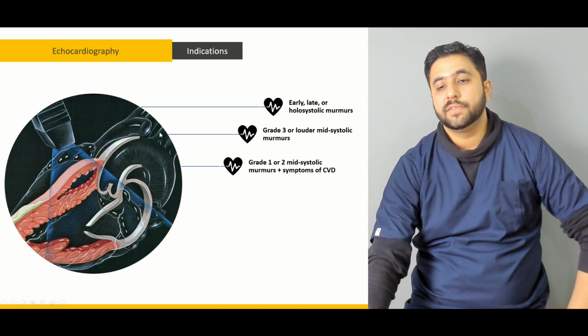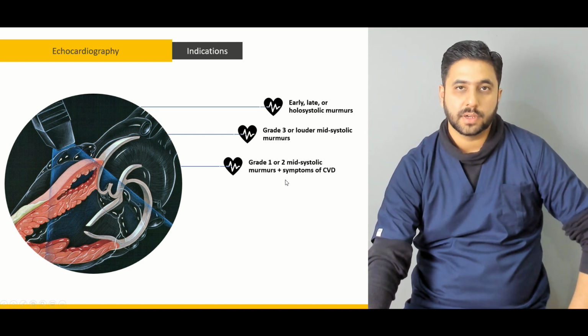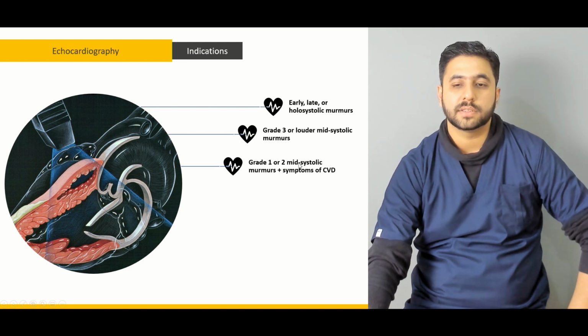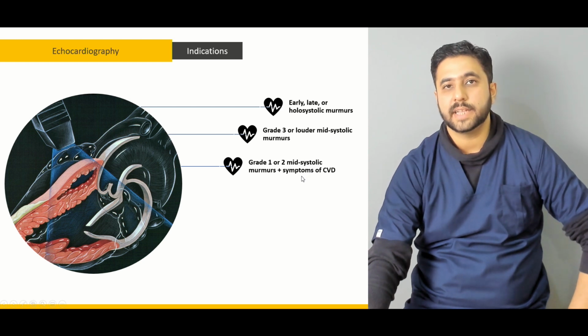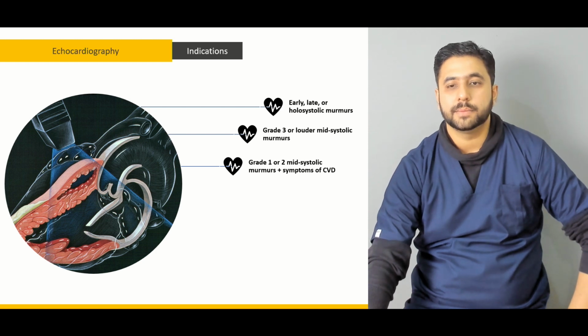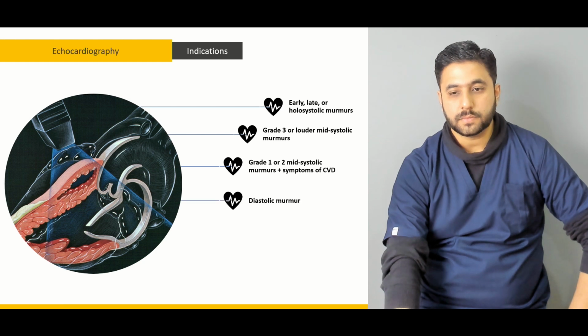Similarly, if there is a grade 1 or 2 mid-systolic murmur and there are no symptoms of cardiovascular disease, we don't do echocardiography in that case. But if we have a grade 1 or grade 2 mid-systolic murmur, for example, a patient with aortic valve sclerosis, and there are some symptoms of cardiovascular disease, for example, the patient presents with angina or syncope or dyspnea, and there is a slight murmur, that gives us an indication to do the echocardiogram to look at the heart and what is going on with the aortic valve.